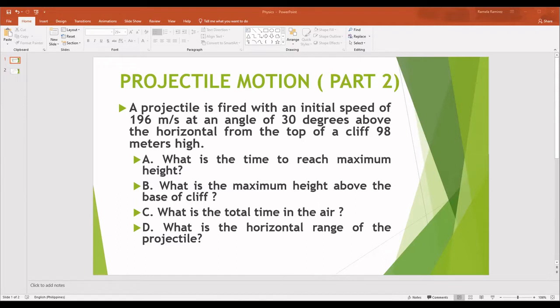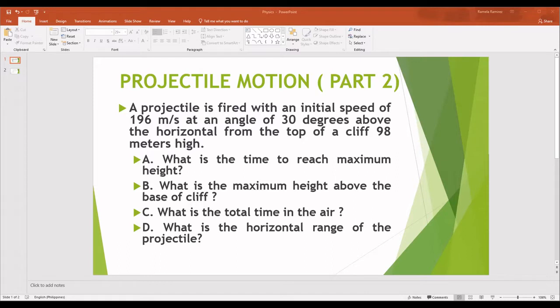The first question is, what is the time to reach the maximum height? The second question, what is the maximum height above the base of the cliff? The third question is, what is the total time in the air? And the last question, what is the horizontal range of the projectile?